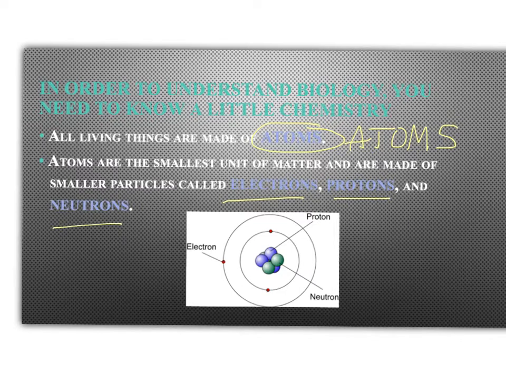And they're arranged in such a way, like in this diagram here, you see protons and neutrons in the center part of the atom, and then way outside somewhere are these little electrons. The electrons are much smaller, and protons and neutrons are larger.